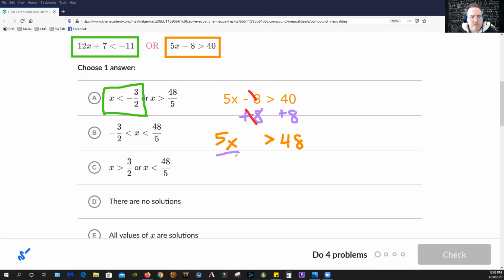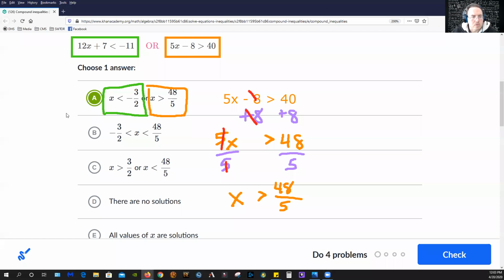So then I could divide both sides by 5. And again, I'm not dividing by a negative number, so the symbol does not have to flip. That only happens when you divide or multiply by a negative number. So 5 divided by 5 is 1. So we end up with x is greater than 48 fifths. x is greater than 48 fifths. So I'm going to have to go with A on this one.